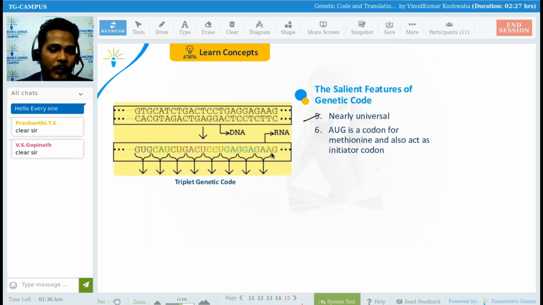As I told you, the genetic code is universal and this codon has dual functions. Why does it have a dual function? Because it codes for the amino acid methionine and also acts as an initiator codon. To start the translation, this works as an initiator. So it has the amino acid code and also acts as an initiator, and that is called the dual function. AUG has dual functions, right? Is this clear?